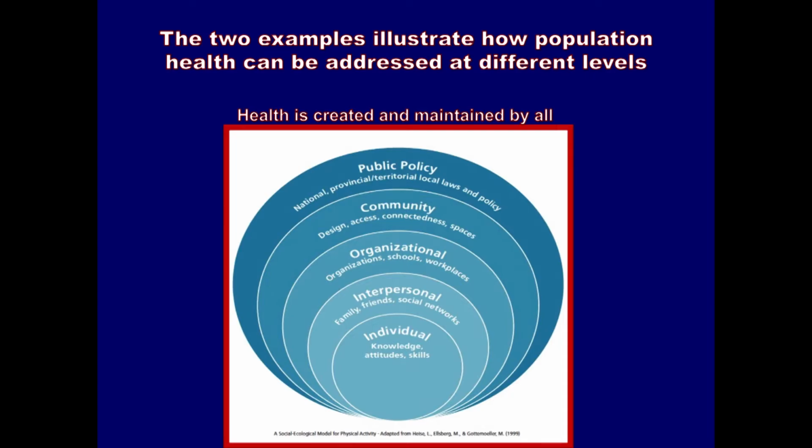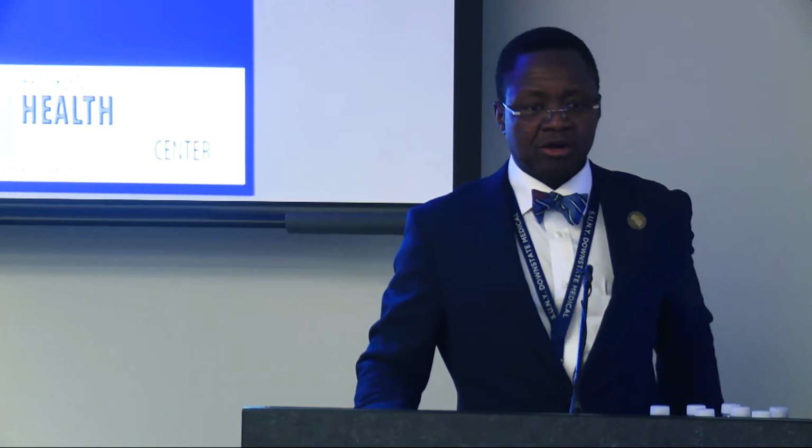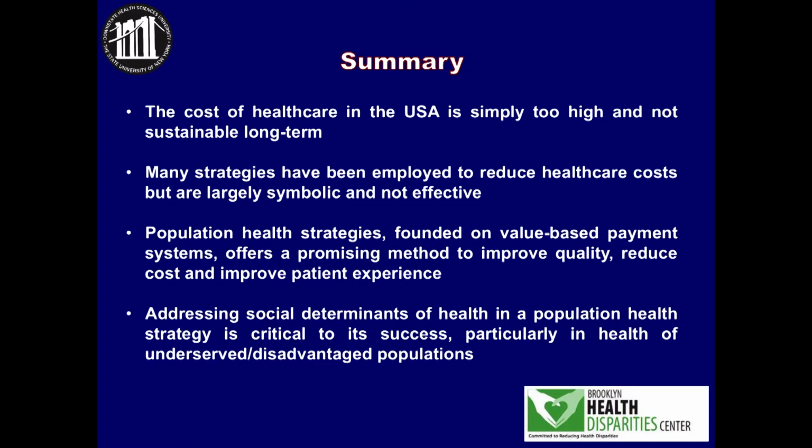All right. So in summary, the cost of healthcare in the United States is simply too high, and it's not sustainable long term. And many strategies have been employed to reduce healthcare costs, right? But are largely symbolic and sometimes not effective. As our counterpart said, population health is just one of those strategies to reduce healthcare costs. But it's also founded on value-based payment. In other words, we are going to pay you if you perform better.